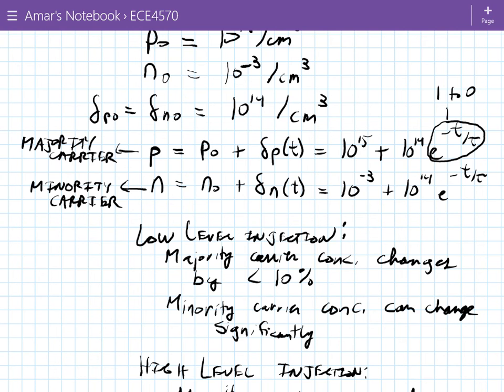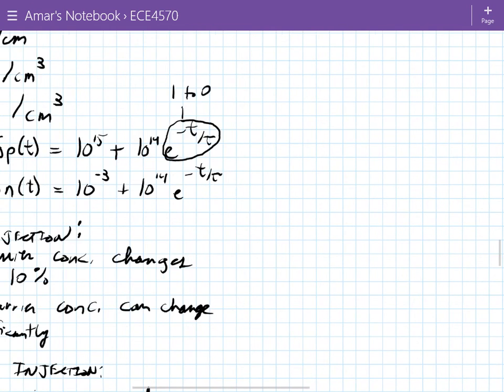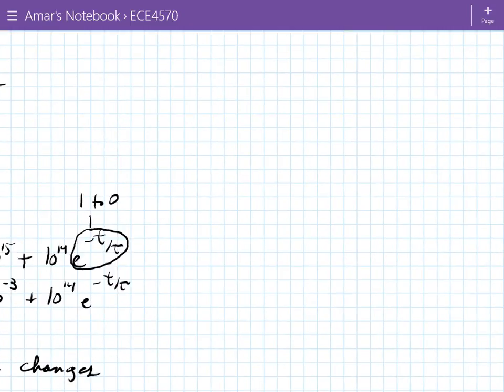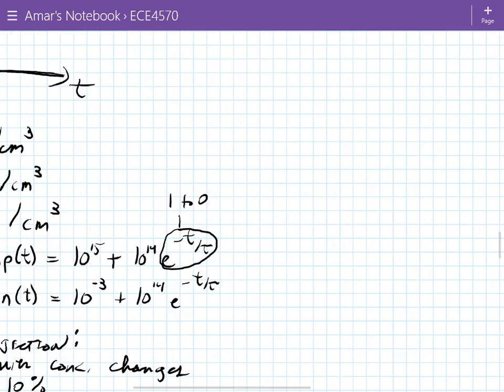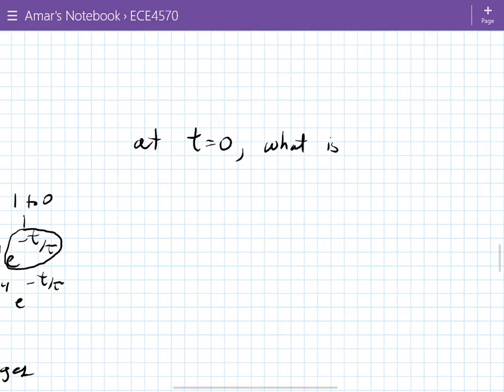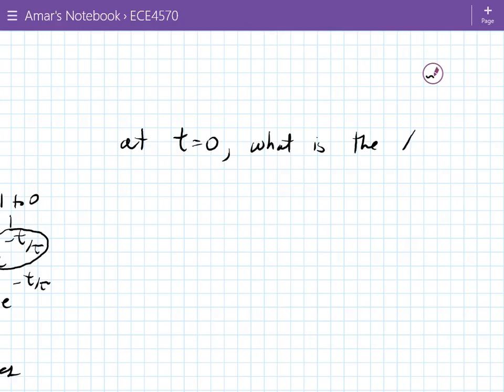All right, so let me make up a question here. Let's say I ask, just the 10 to the 15 plus 10 to the 14. That just seems like a pretty significant increase. So let's say at t equals 0, what is the percentage change in hole and electron concentration?